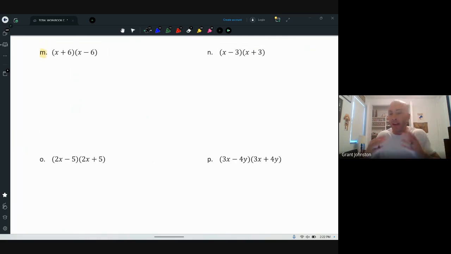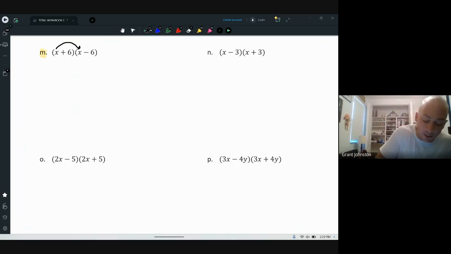I just want to make sure you understand what happens when, if you notice, they all kind of look similar, right? We have an x plus 6 and an x minus 6. Then N is an x minus 3 and x plus 3. And then O is a 2x minus 5 and 2x plus 5. So all look quite similar. And all these have something special that happens with them.